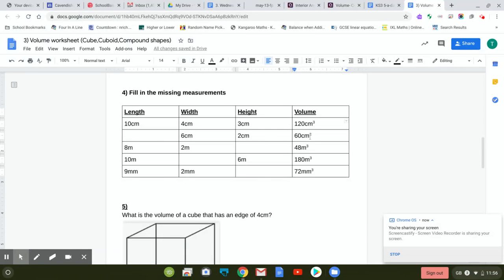This one you're working backwards. The answer is 60. So something times 6 times 2 gives you 60. 6 times 2 is 12. So what would you times 12 by to give you 60? With a bit of figuring out, you should figure out it's 5. This one, the volume is 48. So 8 times 2 times something gives you 48. So this time it is 3 centimeters.